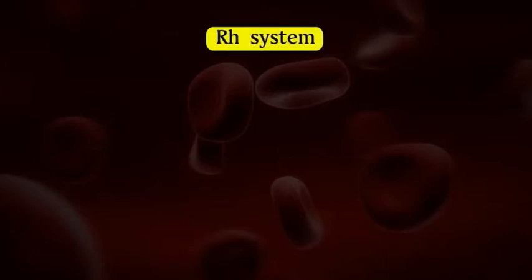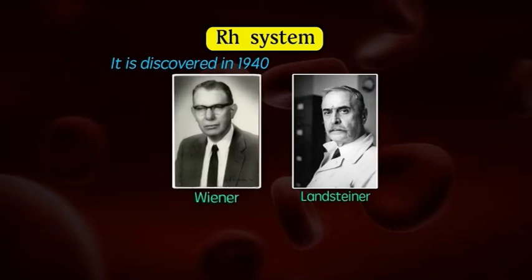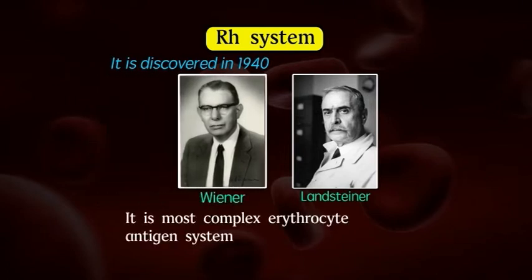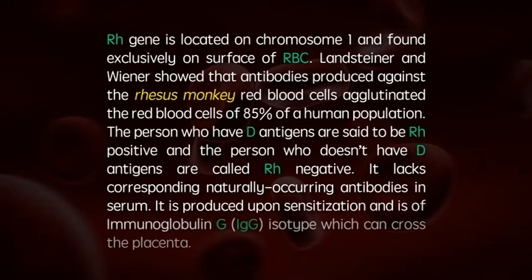RH system. It was discovered in 1940 by Landsteiner and Wiener. It is the most complex erythrocyte antigen system. The RH gene is located on chromosome 1 and found exclusively on the surface of RBCs.